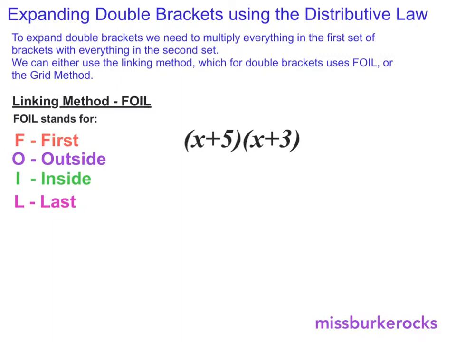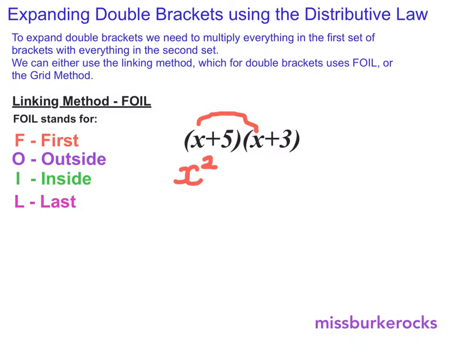So FOIL stands for first, outside, inside, last. So that means that we're going to be linking for first, we're going to link the first item in the first set of brackets with the first item in the second. So here we're going to link the x in the first set with the x in the second bracket. So x multiplied by x gives us x squared.